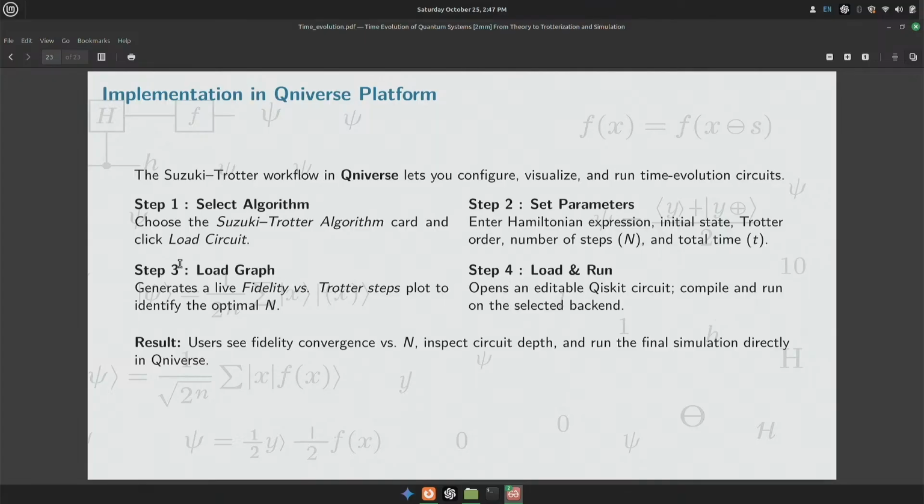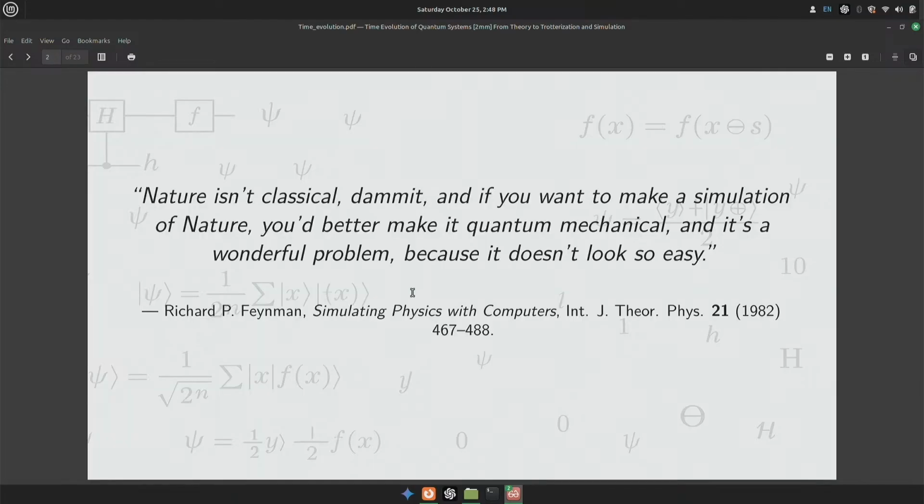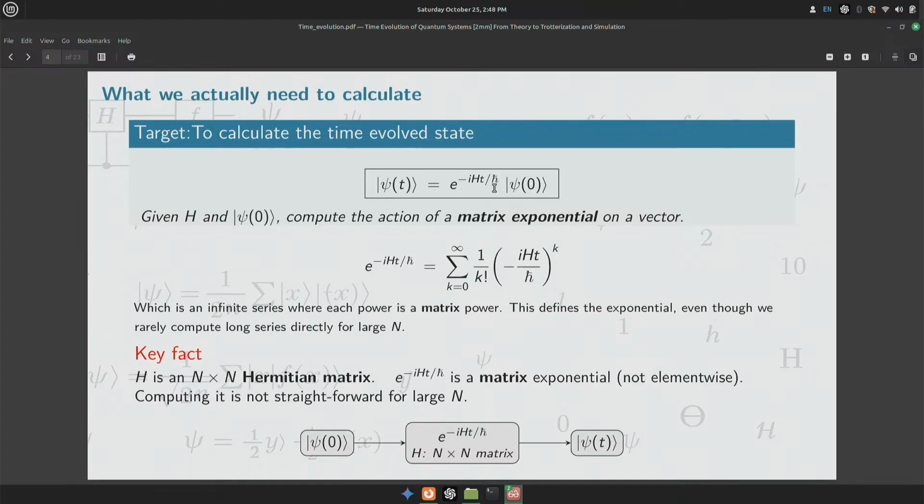So this will be my step, then I'll hit the load graph. And once I have the load graph, then I'll set some parameters. Based on my parameters, I'll be able to see how my system is evolving with time. And then finally I'll load it and run it, which will show me the evolved state, which is the initial goal that I started off with, which is nothing but to solve this equation.